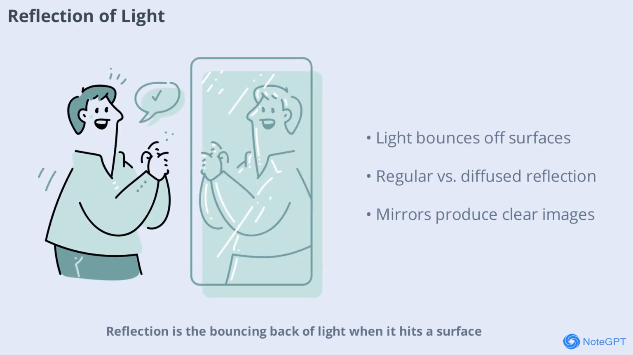Reflection is the bouncing back of light when it hits a surface. This is why we see ourselves in mirrors and why shiny objects gleam. There are two types of reflection: regular and diffused. Regular reflection occurs on smooth surfaces like mirrors, producing clear images, while diffused reflection happens on rough surfaces, scattering light in many directions. Understanding reflection is crucial for studying how we see objects and how various devices work.